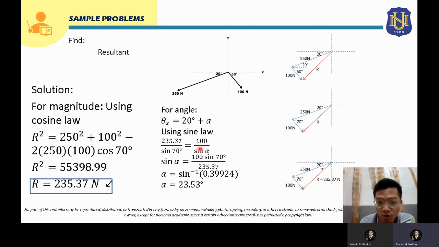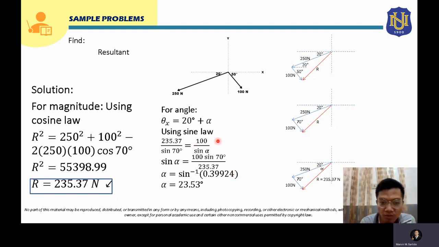So you write 100 Newton over sine of the angle opposite to the side that you wrote, which is alpha. So that will be sine alpha. From here, we can solve the value of alpha. We just cross multiply this. So sine alpha equals 100 times sine 70 degrees, so that will be 100 sine 70 degrees over 235.37. We interchange sine alpha and 235.37, and then we cross multiply sine 70 degrees to 100, just to bring your alpha alone at the left side to solve for it.